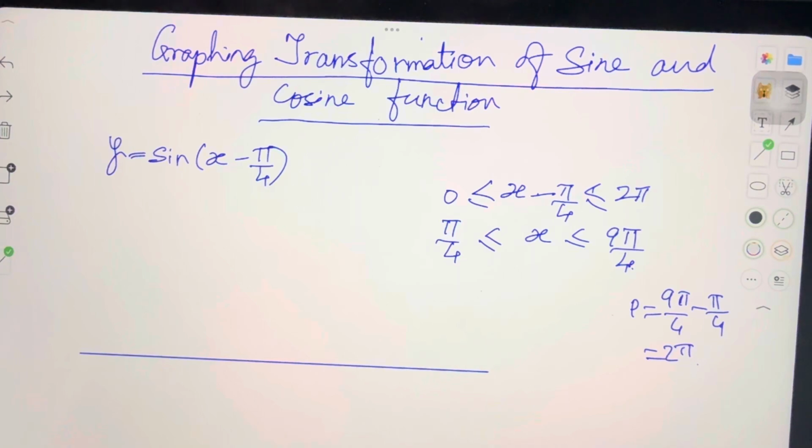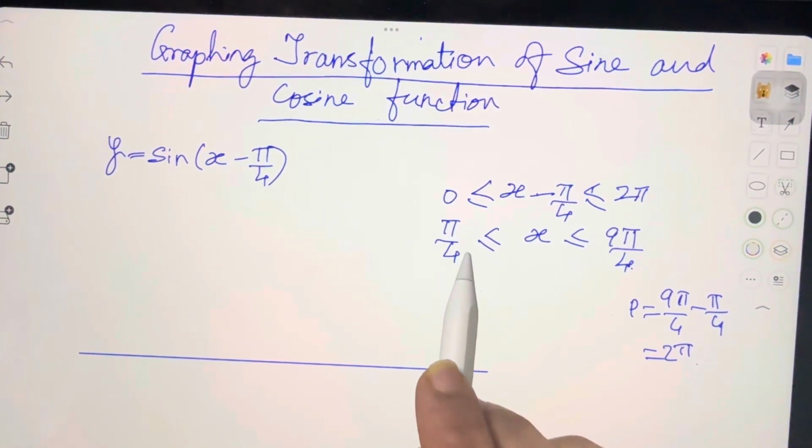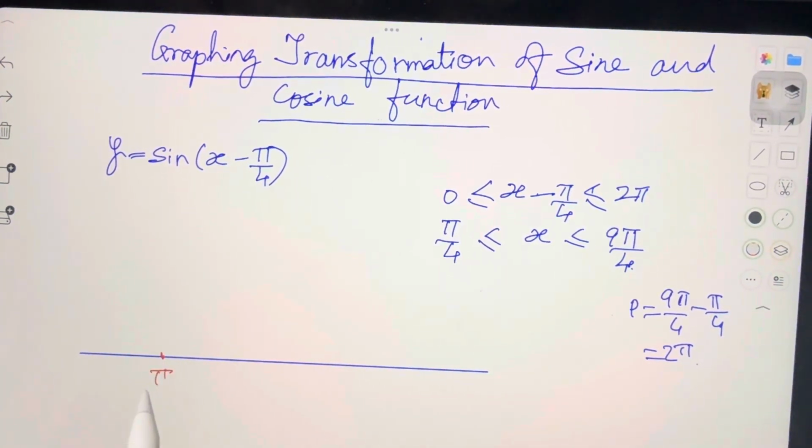Okay, if this is my axis and I know my points now. What are my points? First point should be pi by 4. This is pi by 4, so I'm taking pi by 4. My last point is 9 pi by 4. So with this method you will get all the points very easily.